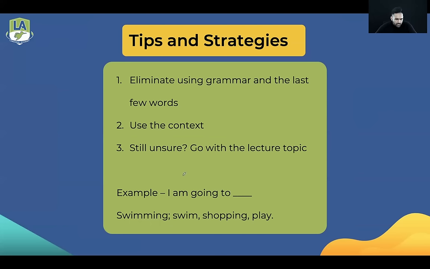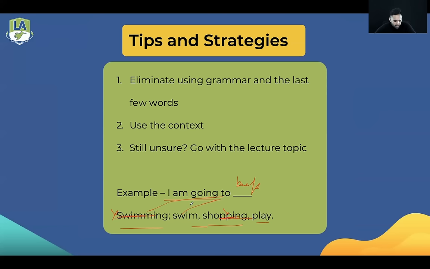For example, your last few words before the beep were "I'm going to" and then the beep. And then you have got 4 options: swimming, swim, shopping, play. You'll never say "I'm going to swimming." You'll only say "I'm going to swim." So this is grammatically incorrect. "I'm going to shop." You'll never say "I'm going to shopping." So this is out of the league as well. So 2 options you have already eliminated.